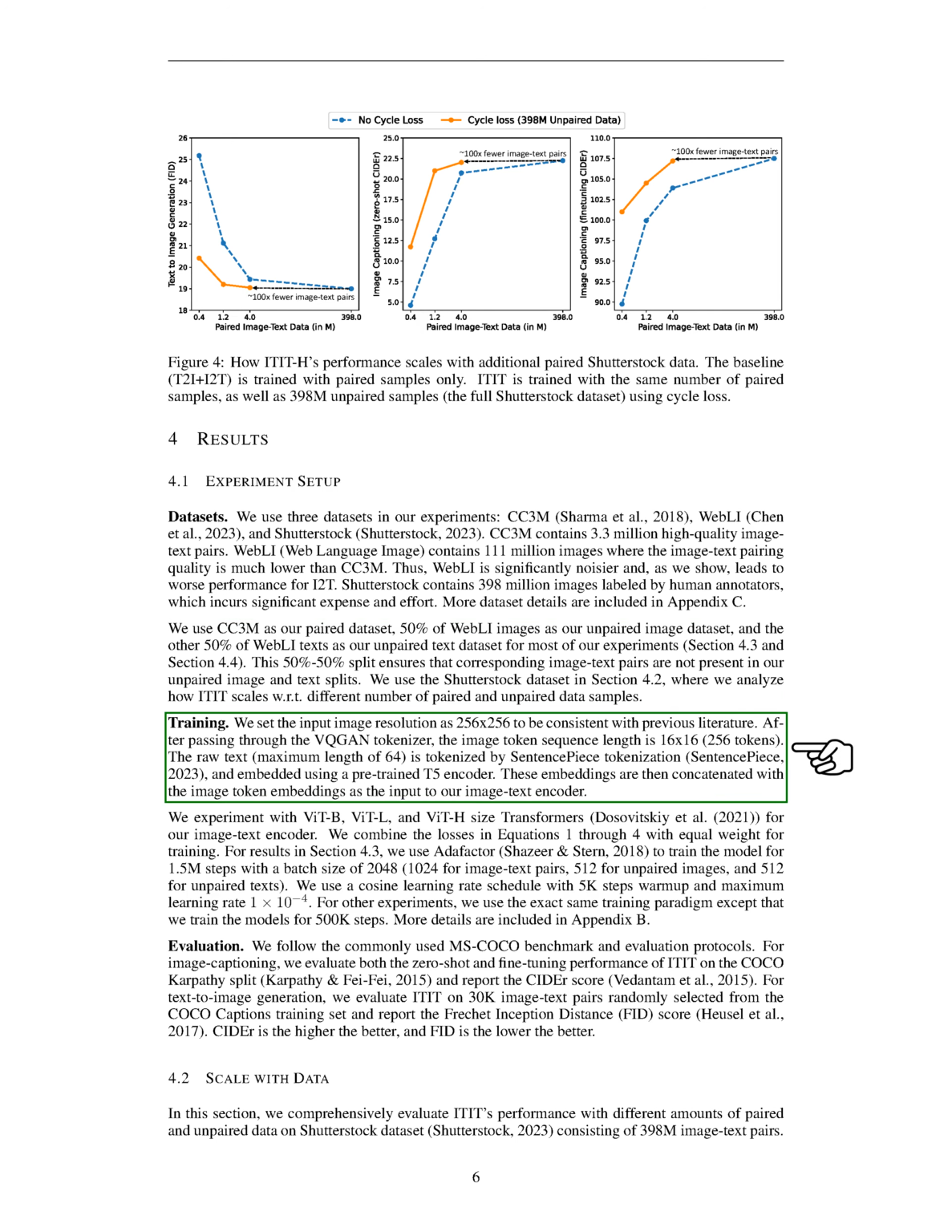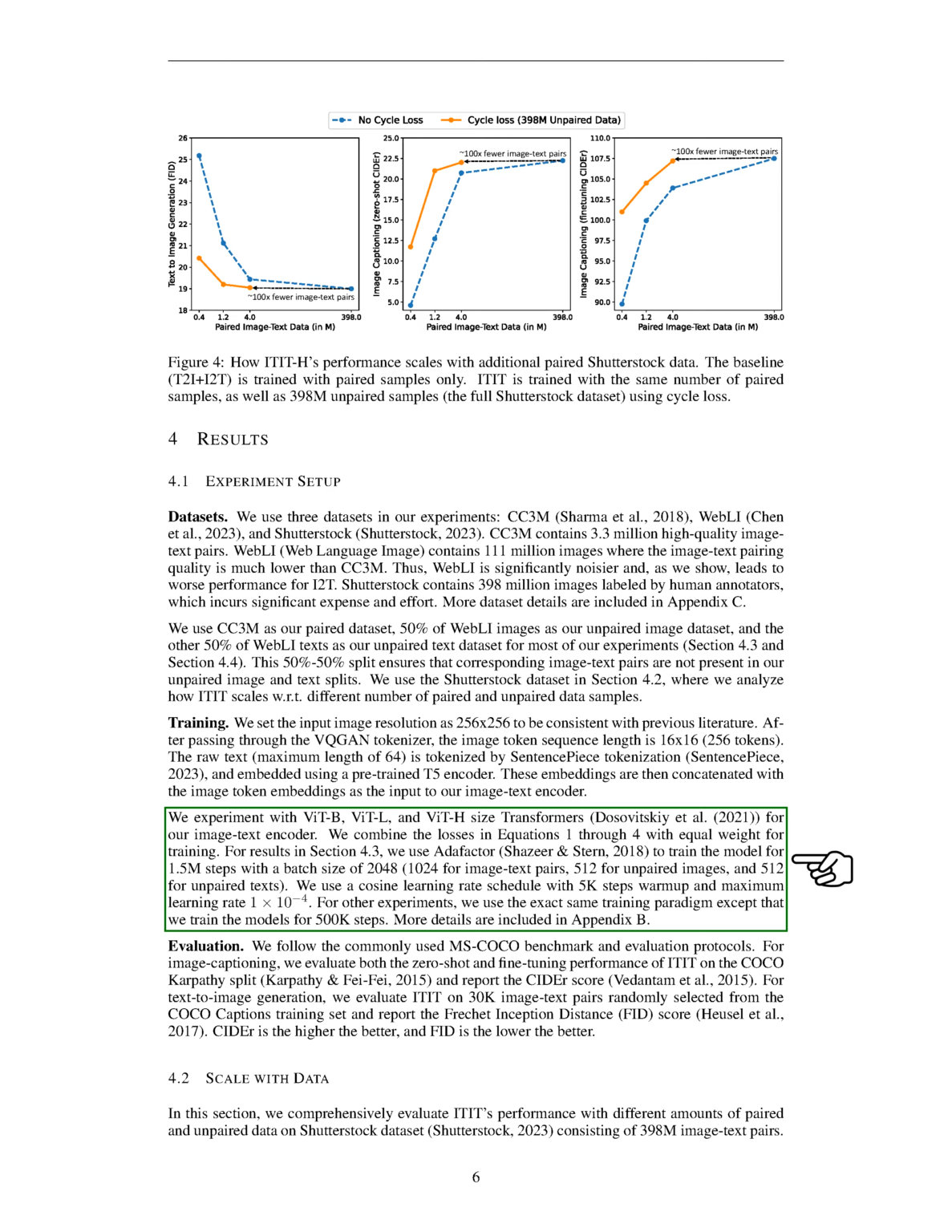We set the input image resolution at 256 by 256 pixels, consistent with previous studies. After processing through the VQGAN tokenizer, the image token sequence length is 256 tokens. The raw text, with a maximum length of 64, is tokenized and embedded using a pre-trained T5 encoder. These embeddings are then combined with the image token embeddings as the input to our image-text encoder.